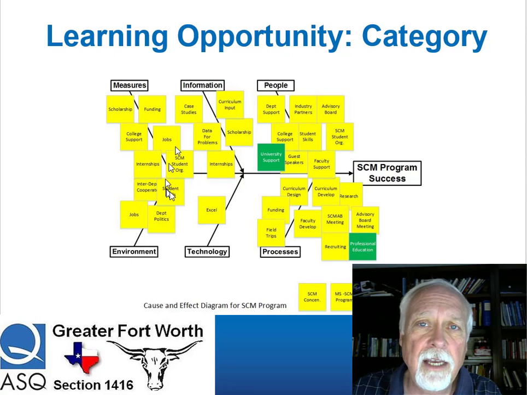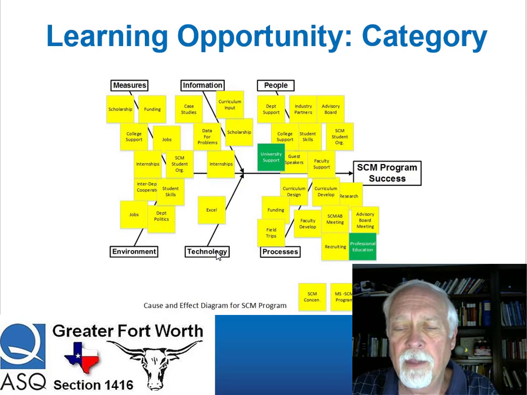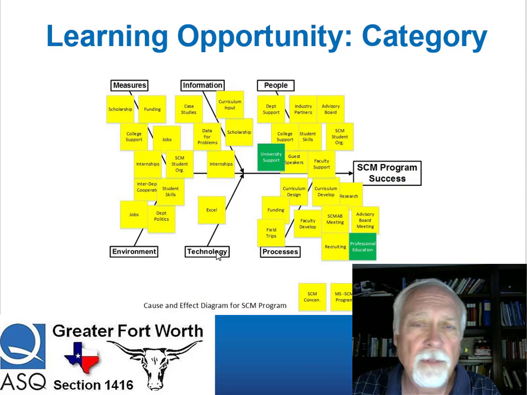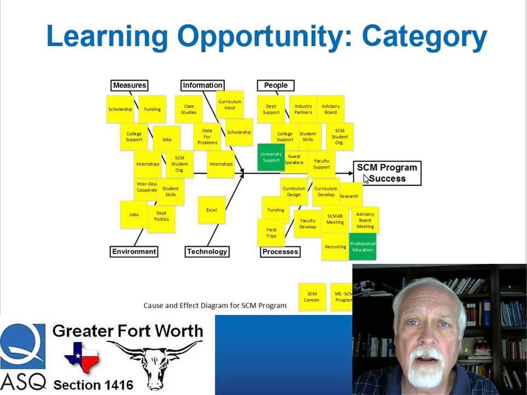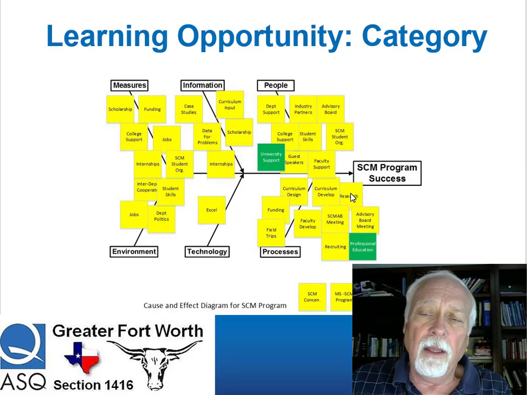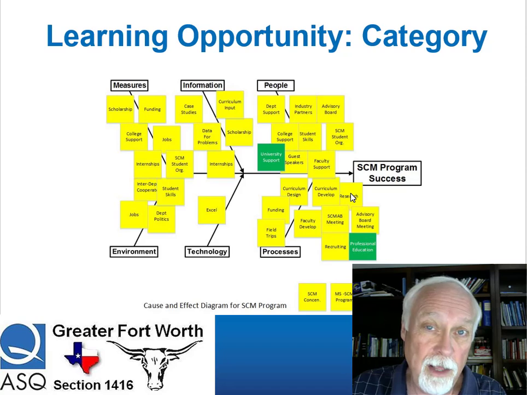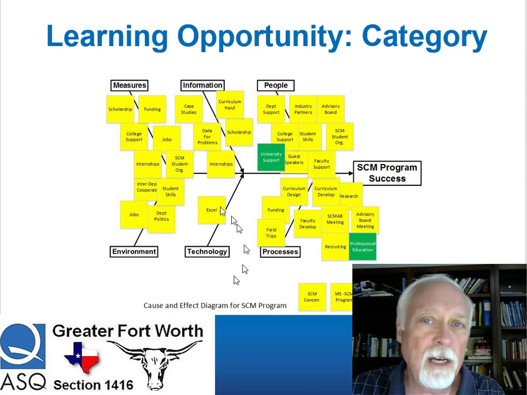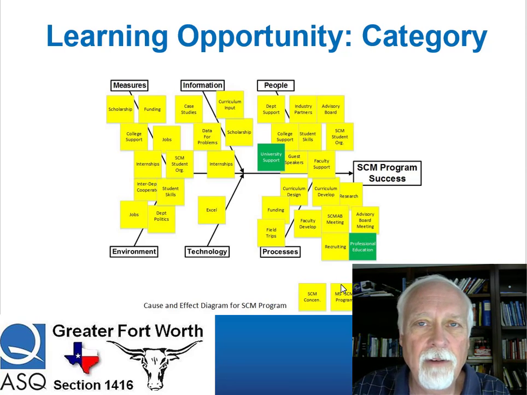We used the 6 M's modified. We used information instead of materials, and we started off with technology instead of machines. Our desired effect is supply chain management program success. Notice, this is like the Sesame Street test. One of these is not like the other. Technology only has one idea, and we have 3 ideas out here that don't have a home.